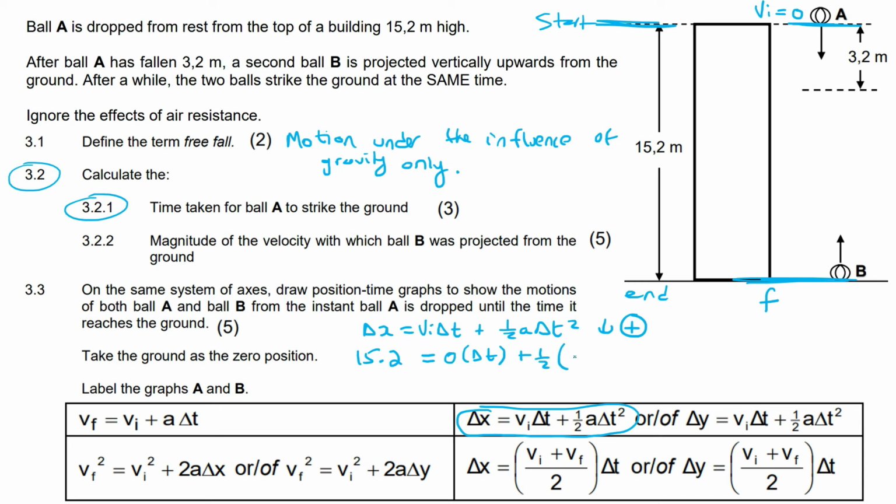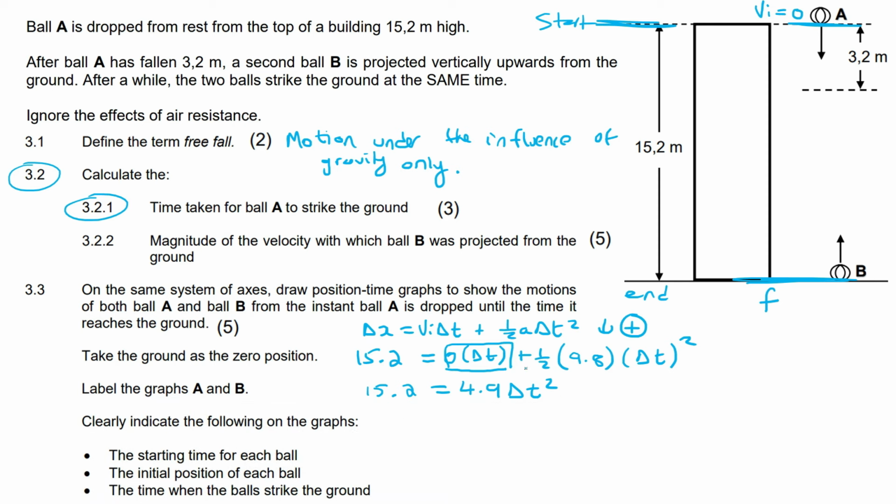Now, your acceleration is going to be a positive 9.8 because we chose down as positive and acceleration is always acting down in this chapter, so we can go positive and then delta t squared. Now, this part here is just going to fall away because zero multiplied by anything is just zero. So we just end up with 15.2 is equal to, what is half multiplied by 9.8? That's 4.9 delta t squared. So what I'm going to do now is divide by 4.9, divide by 4.9. And so here we end up with delta t squared, and on this side, we have 15.2 over 4.9.